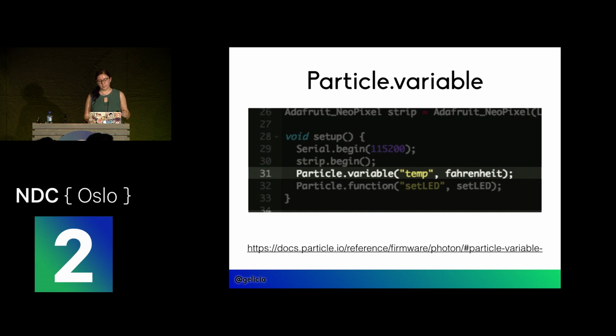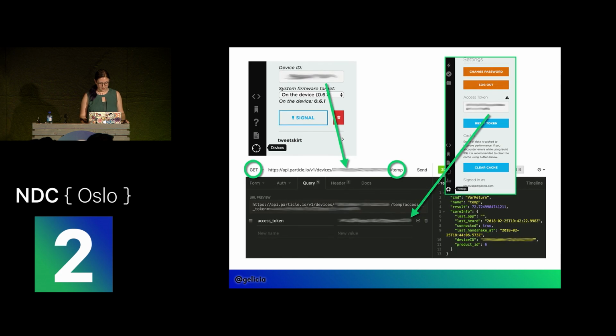So with particle.variable, in your setup function, you say particle.variable, and you give it a name, and then you tell it what variable to point to. And then later, in your website or your server or whatever you're talking to, you do a GET to api.particle.io/ your device ID, which is found under the list of devices. Each device has a device ID. And then your account has an access token, so that way you can keep it secure. And you pass all that along, and it will return to you that variable. So in this case, it was the temperature variable, and it was 72 whenever this ran.